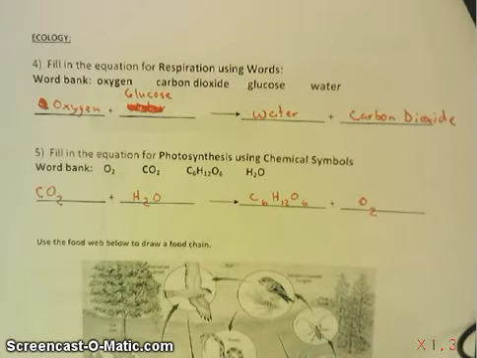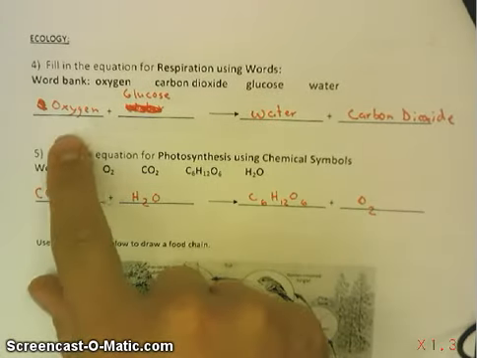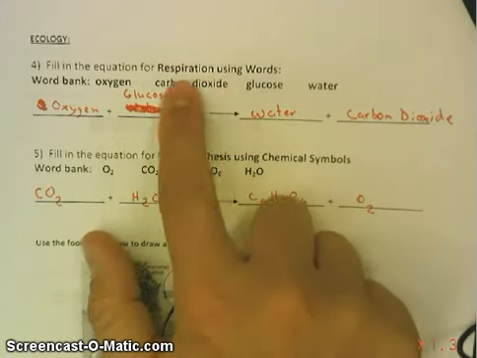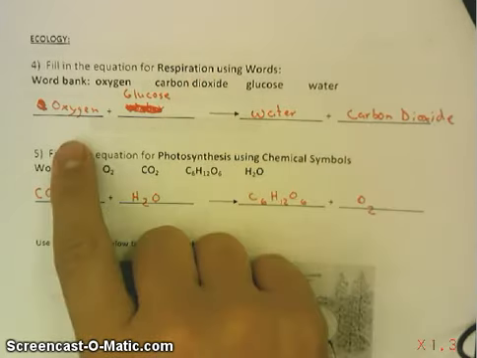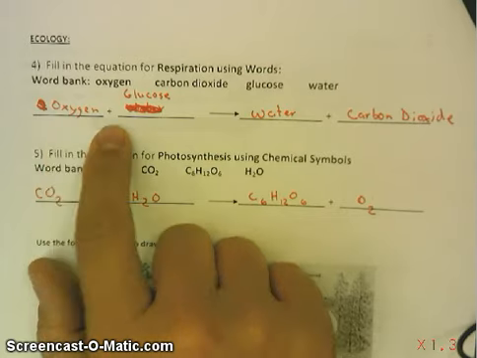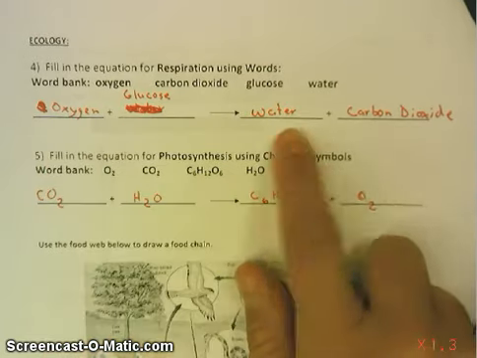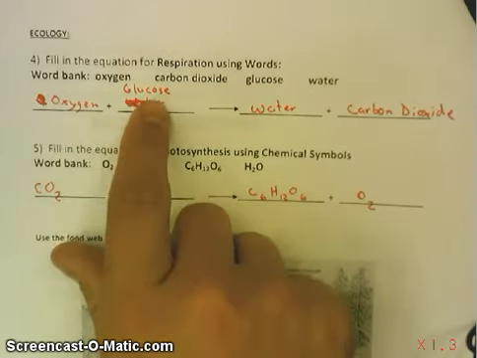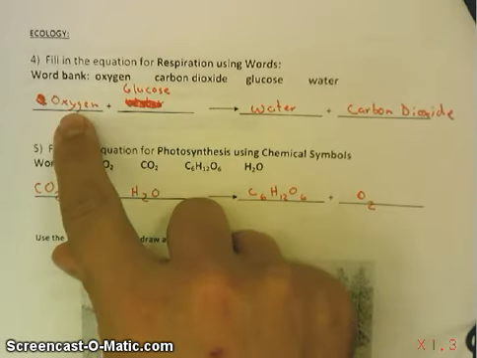In ecology, question number 4. I'm asking you to use words. So if you didn't write words in here, you didn't get it correct. And I was asking for the respiration equation. So oxygen plus glucose makes water plus carbon dioxide. They needed to be in that order. Now you could switch around glucose and oxygen on this side. That would be okay.